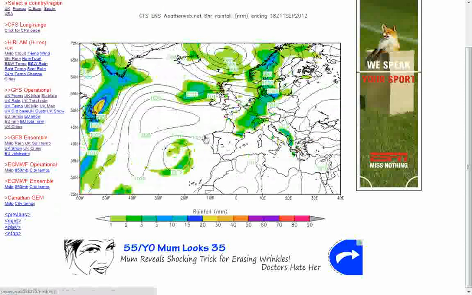Following behind for Tuesday, we've got a weak ridge of high pressure, so there'll still be some showers around western coasts, but for many I think Tuesday's going to be a brighter, much cooler day than we've been used to of late.